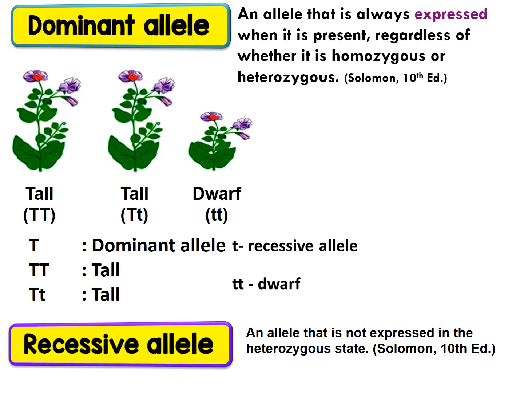The next terminology is dominant allele and recessive allele. A dominant allele can be defined as an allele that is always expressed when it is present, regardless of whether it is homozygous or heterozygous. Meanwhile, a recessive allele is an allele that is not expressed in the heterozygous state. So as we can see in these examples, the dominant allele will be expressed, while the recessive allele is not expressed, except in homozygous recessive, when both recessive alleles are joined together, it will be expressed in the absence of the dominant allele.